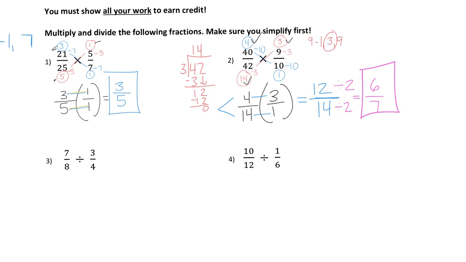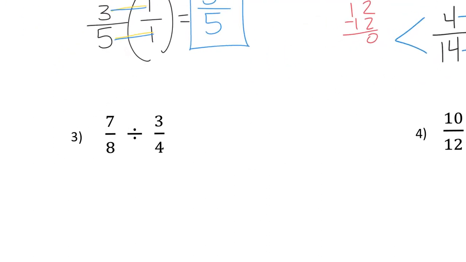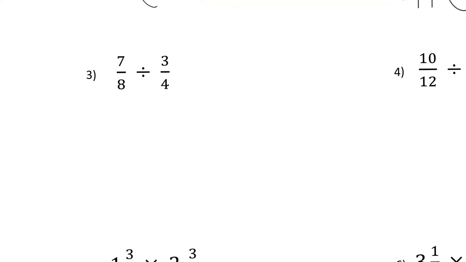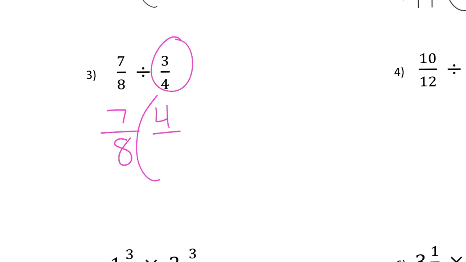So we did multiplying. Now let's look at some division. So we have 7/8 divided by 3/4. Remember, division is really multiplying by the reciprocal of the second number. So we leave 7/8 alone. We're going to times it by the reciprocal of 3/4. So what is the reciprocal? It is 4/3. Make sure when you see that division sign, you flip this number.